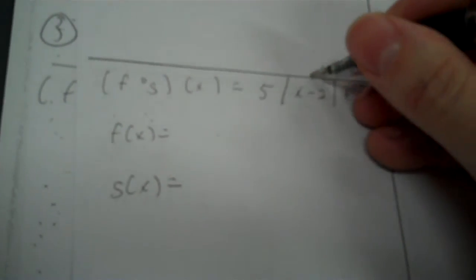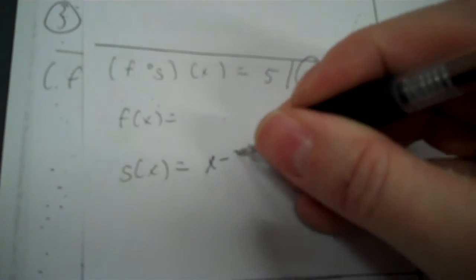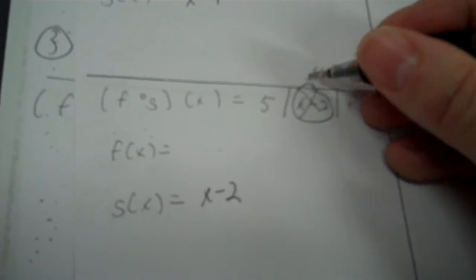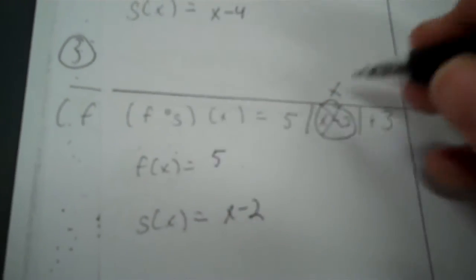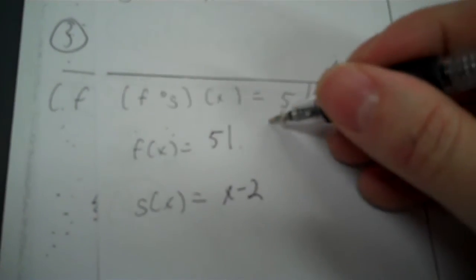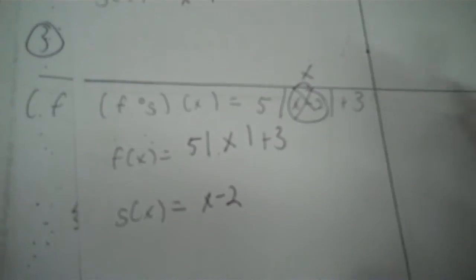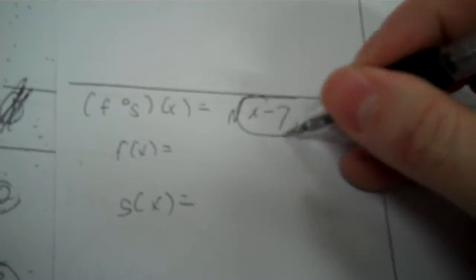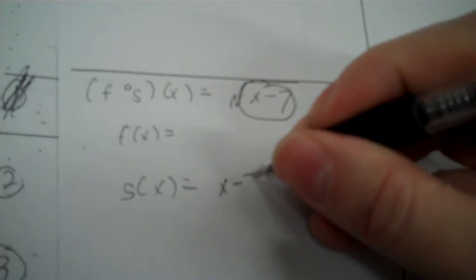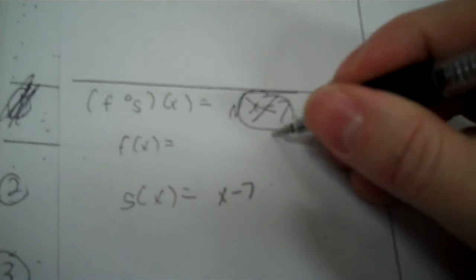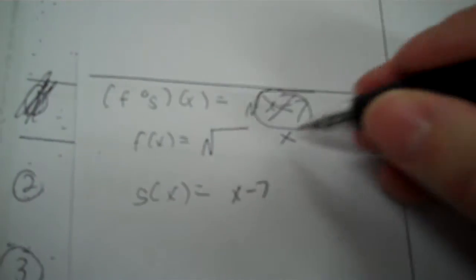Okay, the inner structure is x minus 2. So we have 5. We have an absolute value, and inside that we're going to put x and then plus 3. Okay, and then here you've got the inner structure, x minus 7, and then you have a square root, that's your symbol, but inside there we're just going to put x.